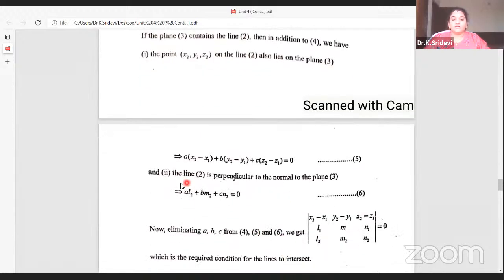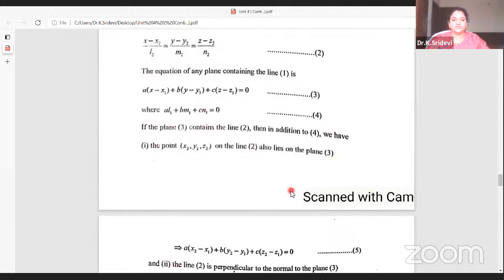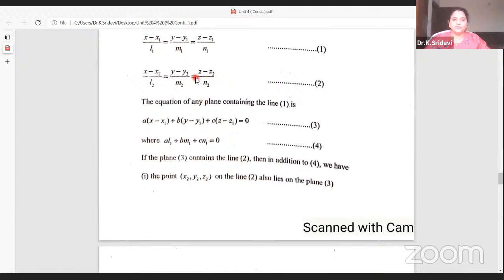Now we take another condition: the line 2 is perpendicular to the normal to the plane. The next condition is that the line 2 is perpendicular to the normal to this plane. So what is the condition? The direction ratios of the line L2, M2, N2 and the direction ratios of the plane A, B, C.